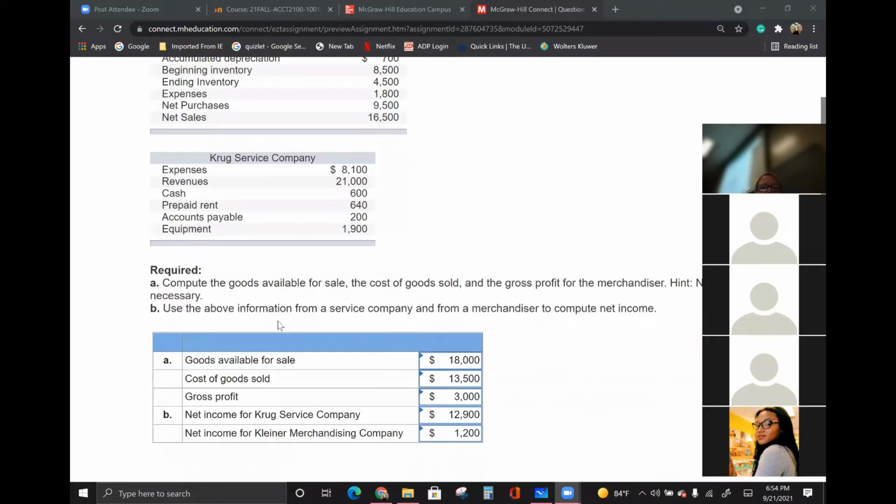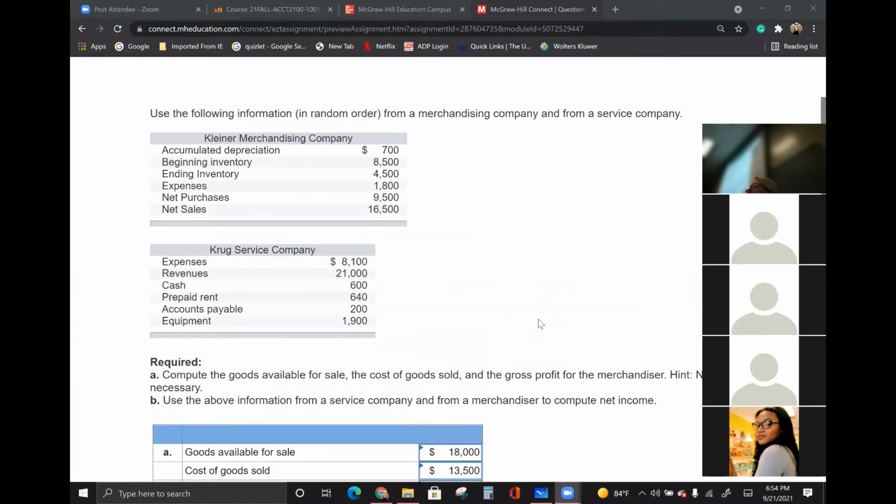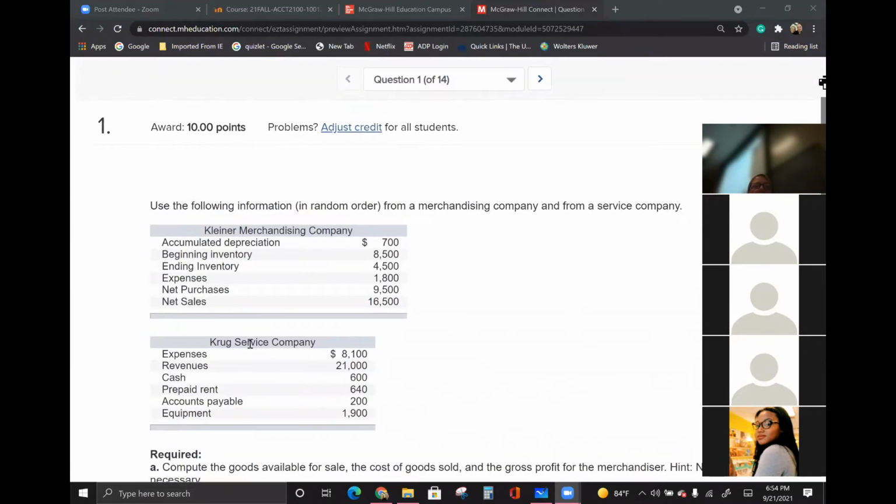So next it says use the above information from a service company and from the merchandising company to compute the net income. So they want me to calculate net income on both. So the net income for, let's see who they're asking for first. They're asking for Krug. Krug's the service company. So how do we calculate net income? Revenues and expenses, I think. Yes, we have to take revenues less the expenses.